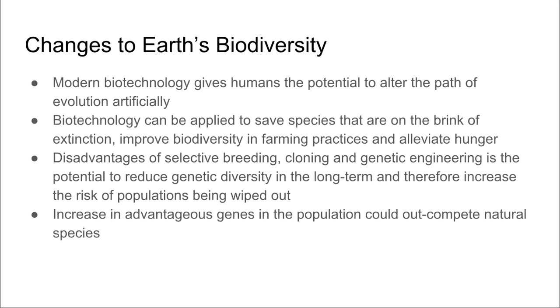If we do use this technology, there are going to be changes to the Earth's biodiversity, because this is artificially altering the path of evolution. It can be used to save species that are on the brink of extinction and therefore improve biodiversity. However, when we selectively breed, clone, and genetically engineer organisms, we do have the potential to reduce genetic diversity in the long term and therefore increase the risk of populations being affected if there is an environmental change or the introduction of a new disease.